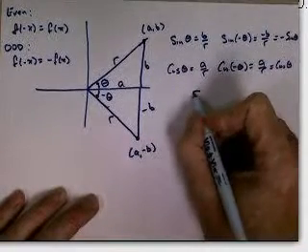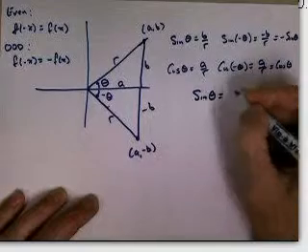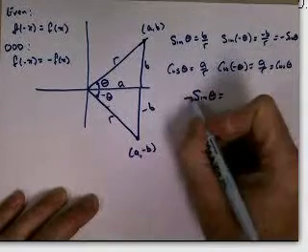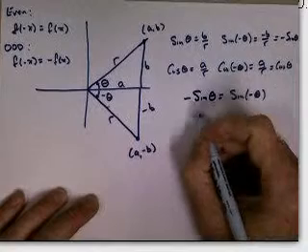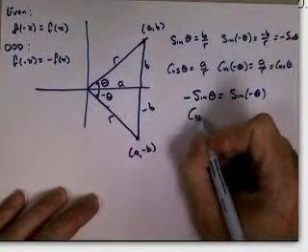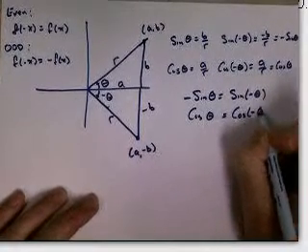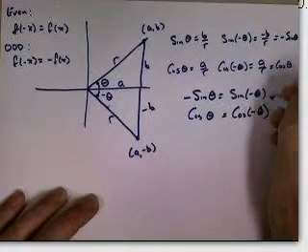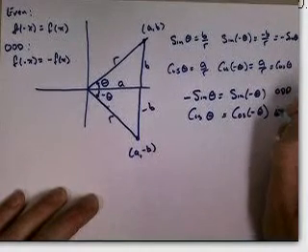Summarizing very quickly, I have that minus the sine of theta is equal to the sine of minus theta. Likewise, I have that the cosine of theta is equal to the cosine of minus theta. So sine is an odd function and cosine is an even function.